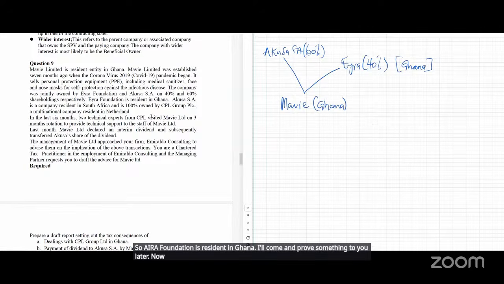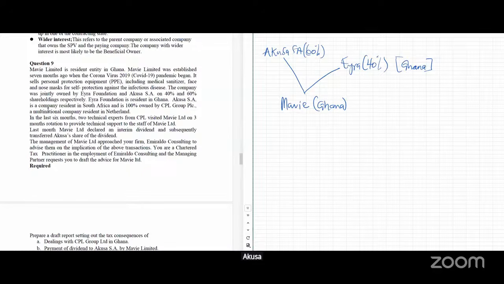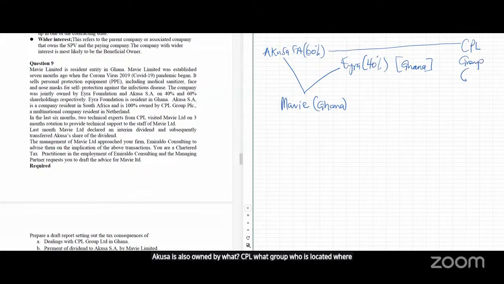Now, they also said that Akusa SA is a company resident in South Africa and is 100% owned by CPL Group. So now what is happening? Akusa is also owned by CPL Group, who is located where? In Netherlands, right? But Akusa is in South Africa. And this guy owns 100% of this guy. So look at what is happening here. This guy owns this guy who also owns 60% of this guy. Can you see that?